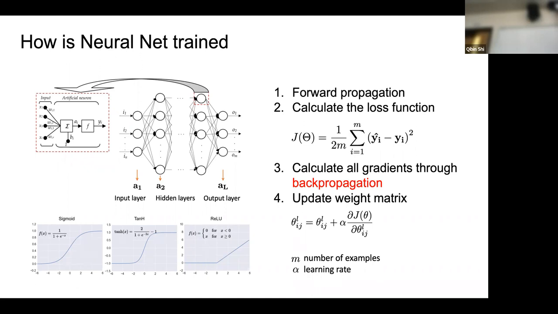This is a sigmoid. The formula is written here. And the most widely used is the ReLU function. It's almost a linear line, but the only unique thing is that it will always output zero if the input is negative.